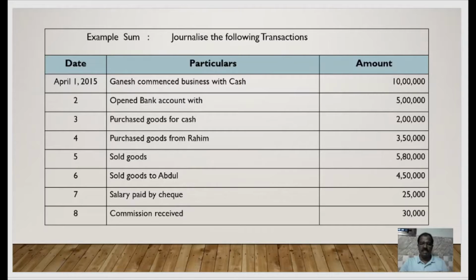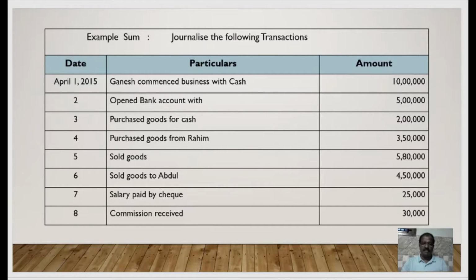Here I would like to say, this particular transaction is a cash transaction because the word cash is given specifically. Even if the word cash is not given, like purchased goods, that implies a cash transaction. And the next one, on 4th April, purchased goods from one Mr. Rahim. Here since the name of that individual, Mr. Rahim, is given, we have to take this as a credit purchase transaction.